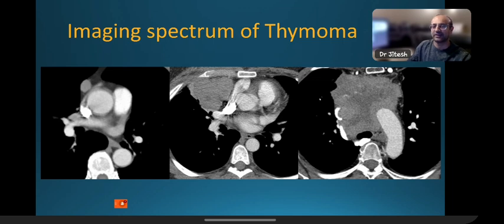So this is an invasive thymoma. This could be invasive, non-invasive. This looks like a non-invasive thymoma.